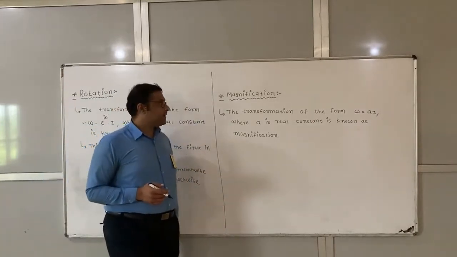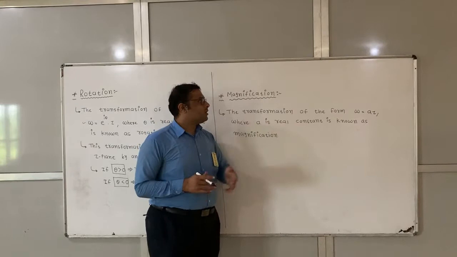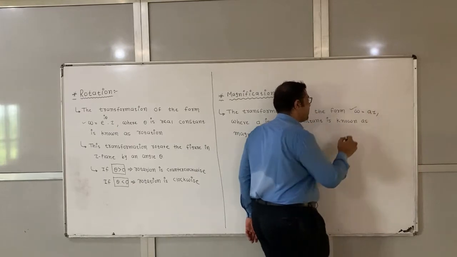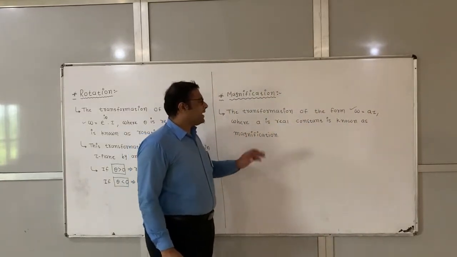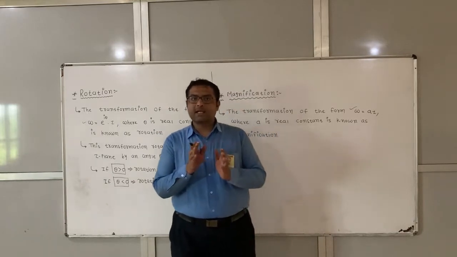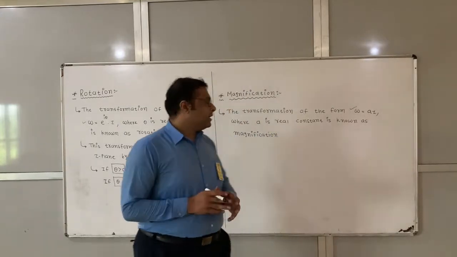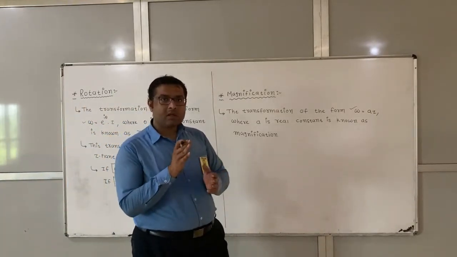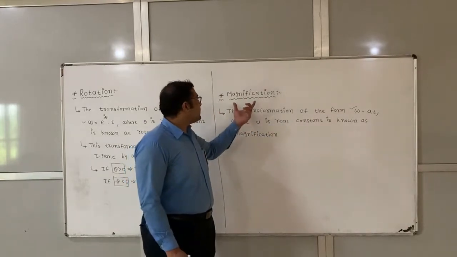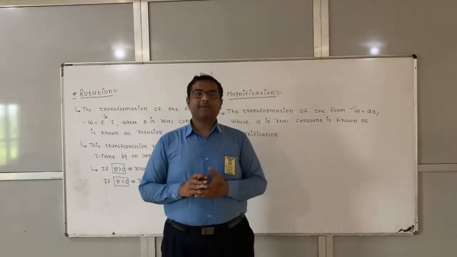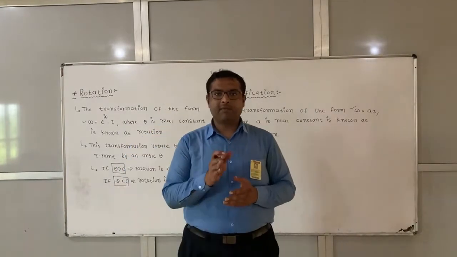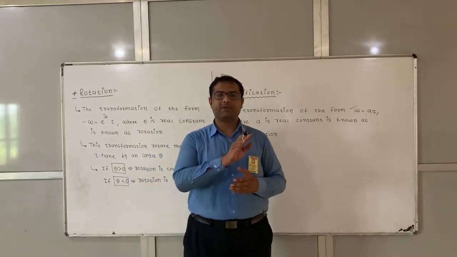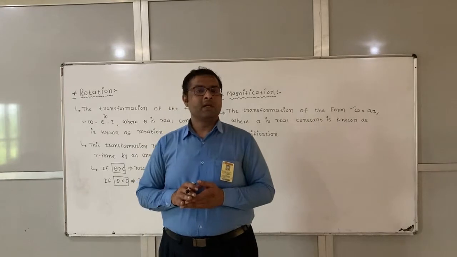Now, what is the meaning of magnification? The transformation of the form w is equal to a into z is known as the magnification, where a is known as the real constant. Now, what is the difference between rotation and magnification? The mapping rotation rotates the figure in z by an angle theta, whereas magnification magnifies the image in the z plane. If the value of a is greater than 1, then it will stretch the figure, and if the value of a lies between 0 and 1, then it will contract the figure.